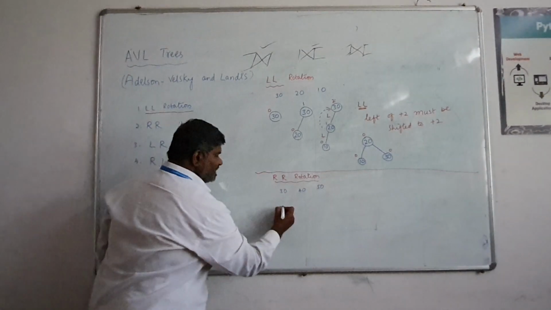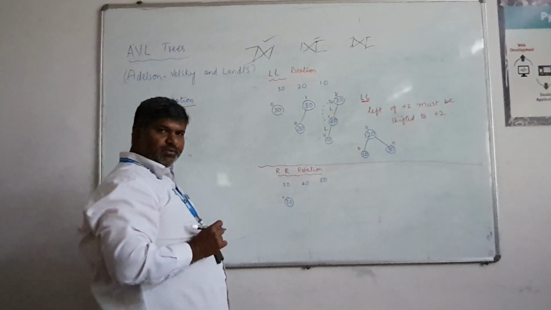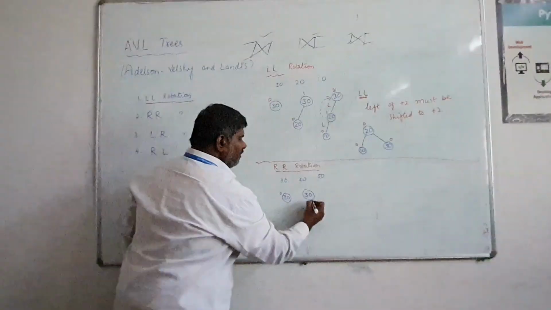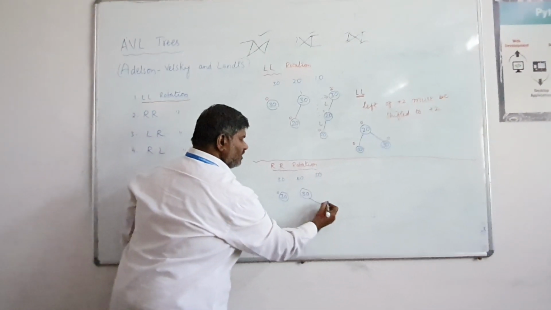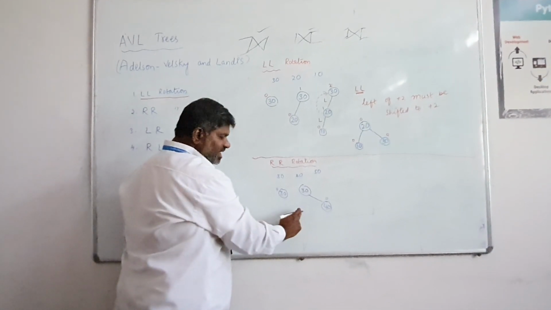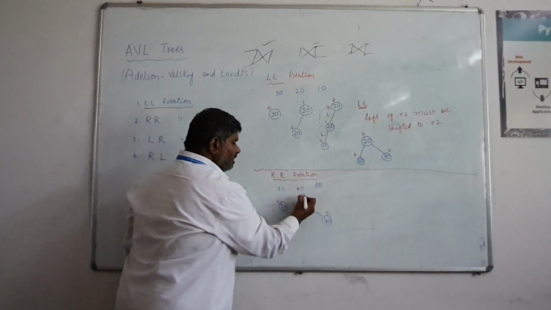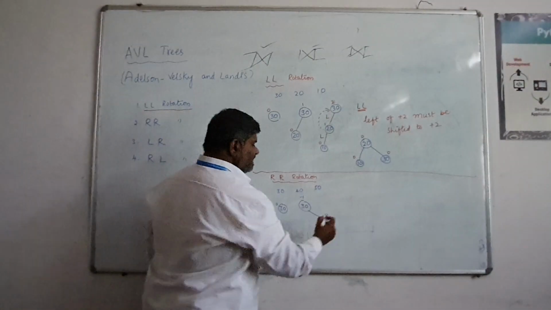The first element is 30, balancing factor 0. And the next element is 40, it is right of 30. Now the balancing factor is 0 for this, and for 30 the left side height is 0, right side height is 1. 0 minus 1, minus 1. We can have minus 1, no problem. And the next element is 50.